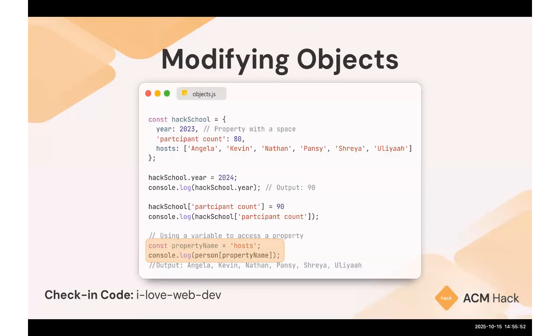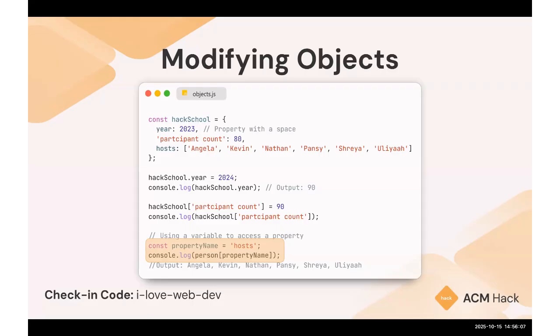This is an example of modifying objects. As we mentioned earlier, object constants are not reassignable, but we're able to modify the properties within these objects. By accessing a property of the object, we're able to modify it.